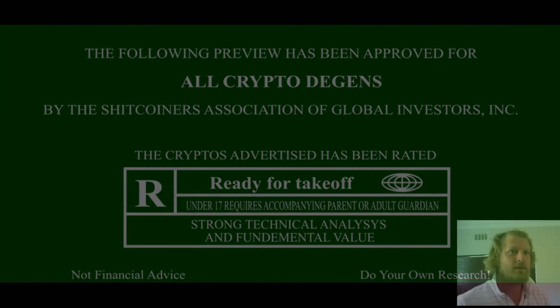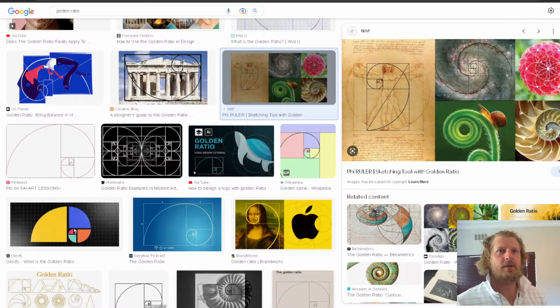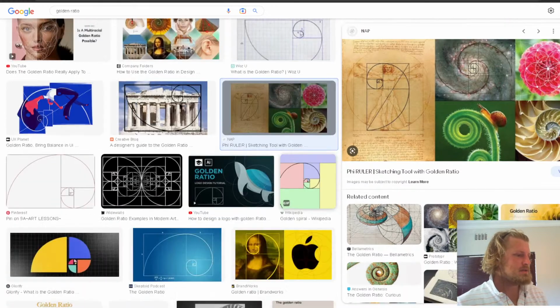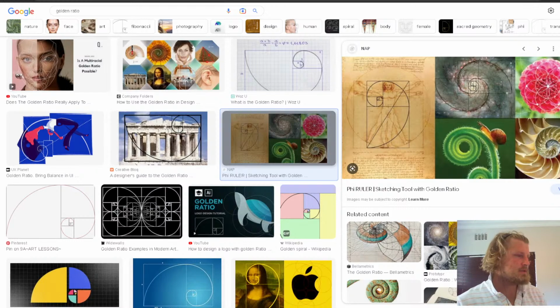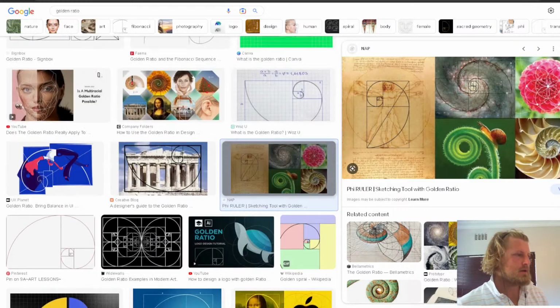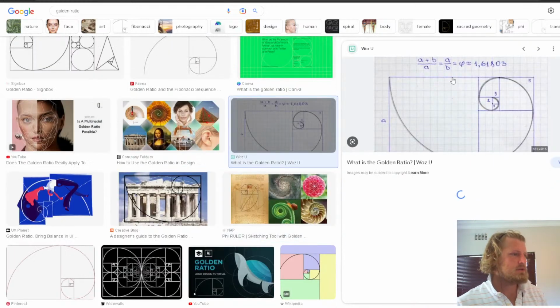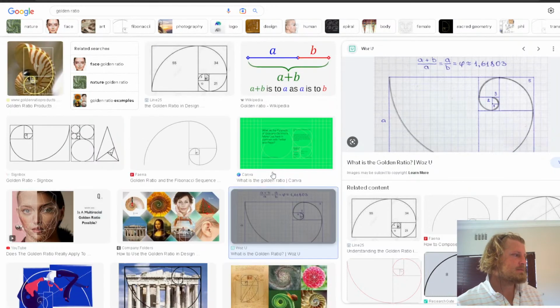In today's video we are going to be checking out the Fibonacci golden ratio and how it pertains to absolutely everything on Earth, and not only Earth, space and astrology as well. So this is the golden ratio. Now the golden ratio is your 1.618.